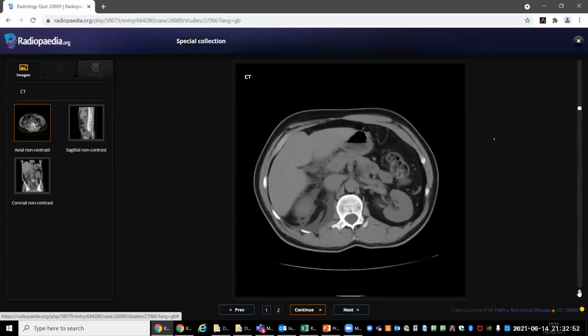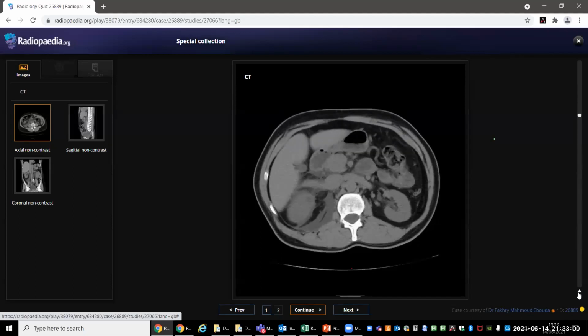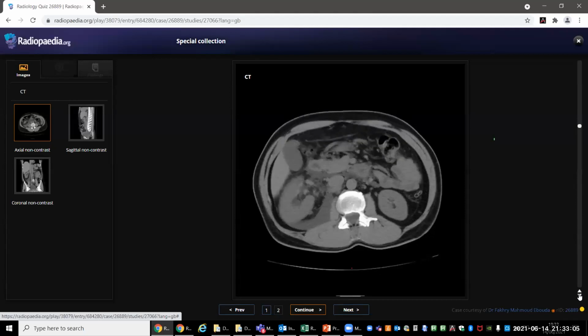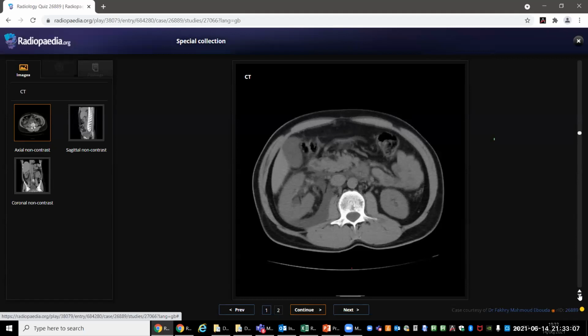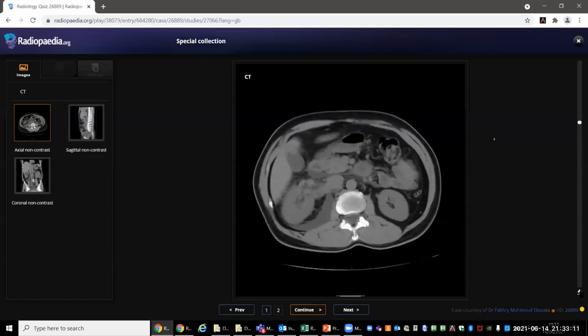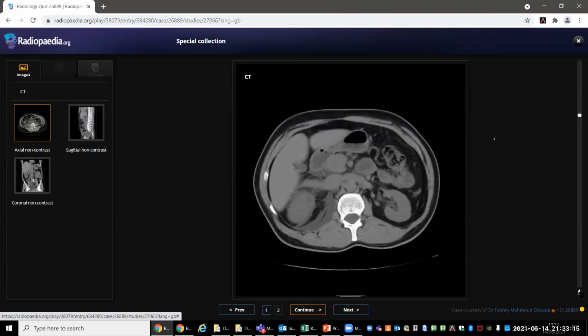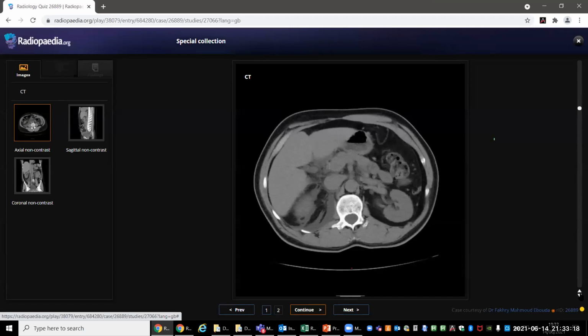Okay, so in summary, this is a non-uniform fluid collection in the retroperitoneal space in the right pararenal region. I could not see the reason for the right hydronephrosis. My differential for this lesion: first, I'll check the pancreas because the pancreas is important. Pancreas looks normal. There is no sign of pancreatitis, so it is not the source for this collection.